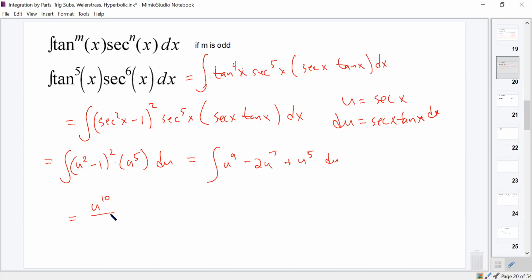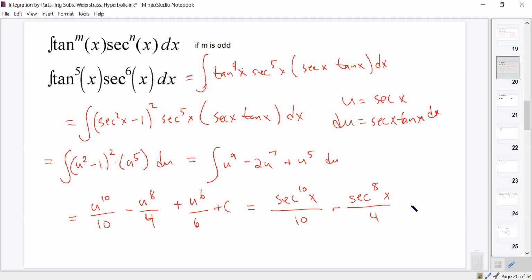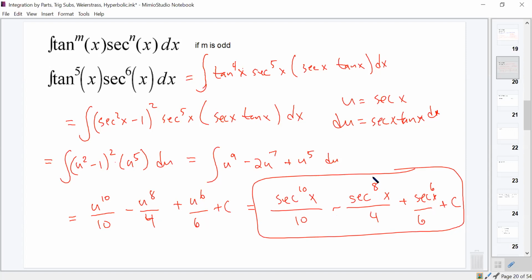So u to the 10th over 10 minus u to the 8th over 4, if we simplify that out, right? And then plus u to the 6th over 6 plus our constant. Replace everything with the secant. So we got secant to the 10th over 10 minus secant to the 8th over 4 plus secant to the 6th over 6 plus our constant. Everybody good or no?